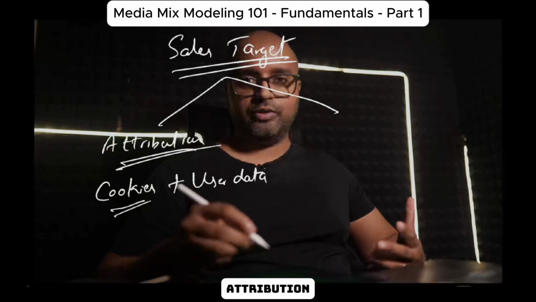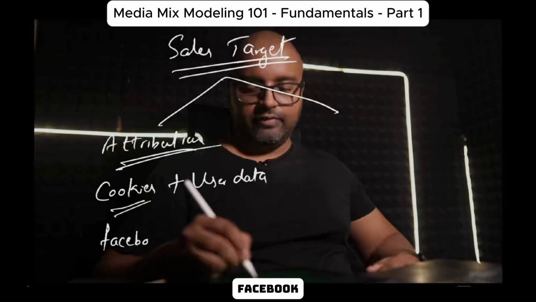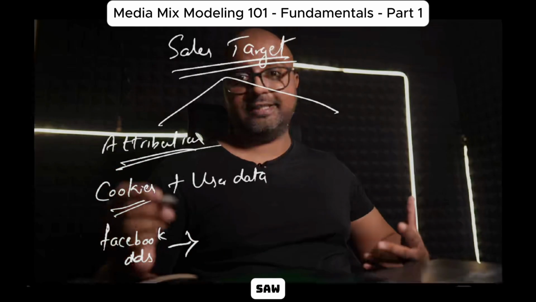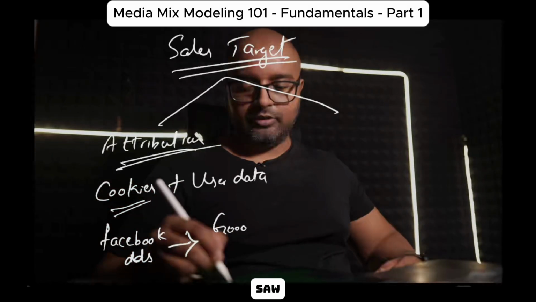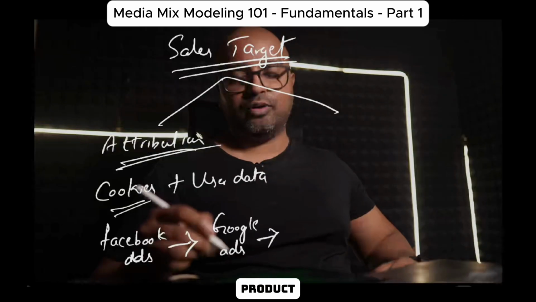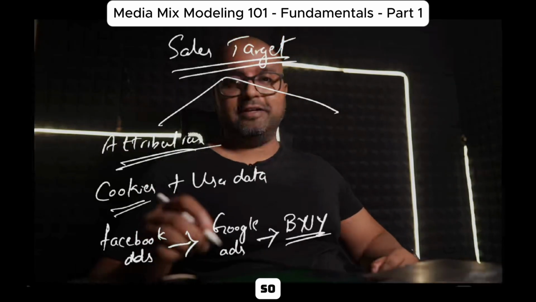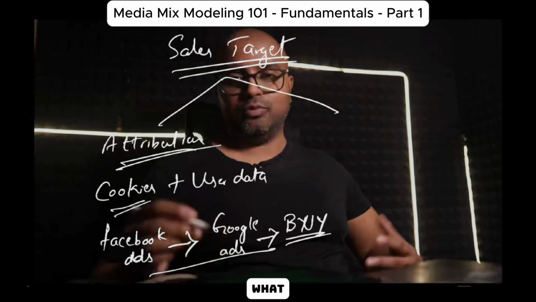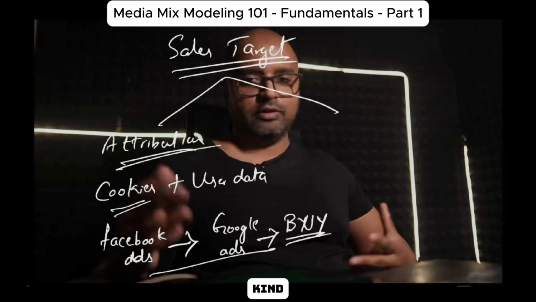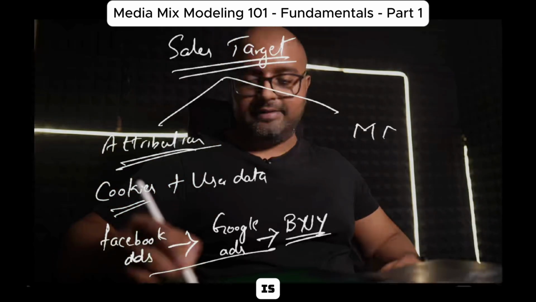So think of attribution like a user journey. Let's say a user saw Facebook ads first, and then they spent some time on their phone where they saw Google ads next. They saw Google ads, and then they were finally so persuaded by your product that they came and bought it on your site. So that's a user journey. This is what attribution is. You can assign weight to each of these steps depending on the kind of attribution you're using, but we'll not go there for now. And the second one is MMM.